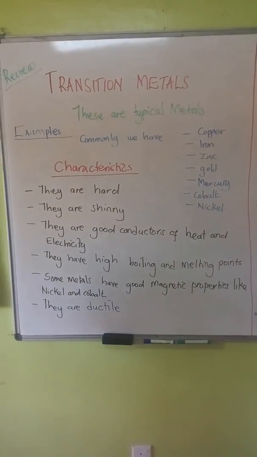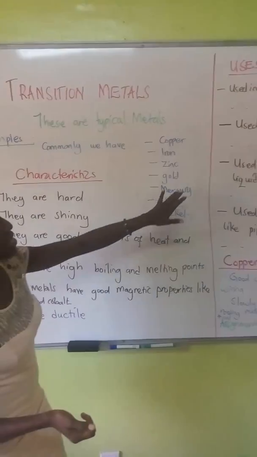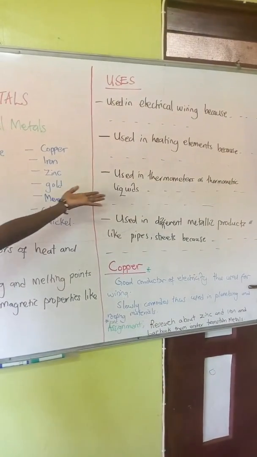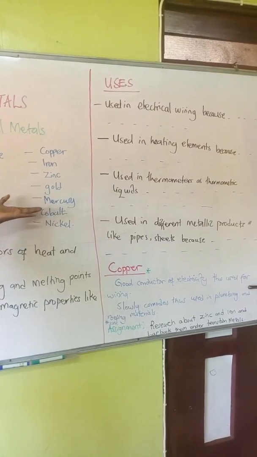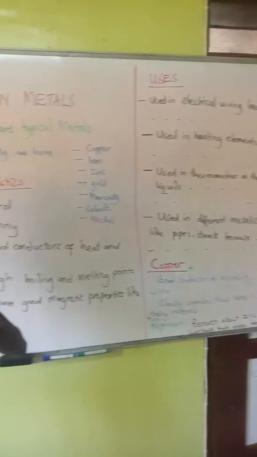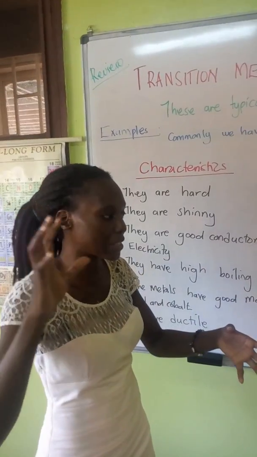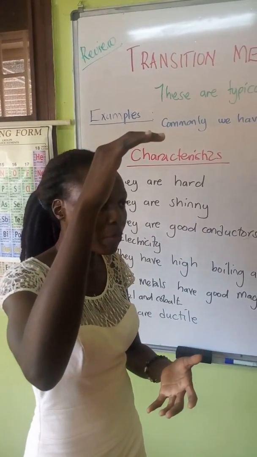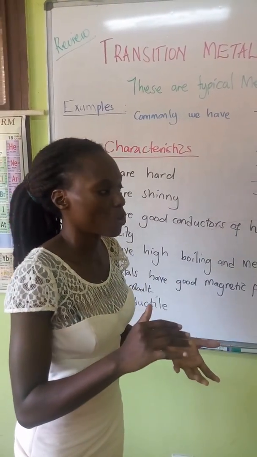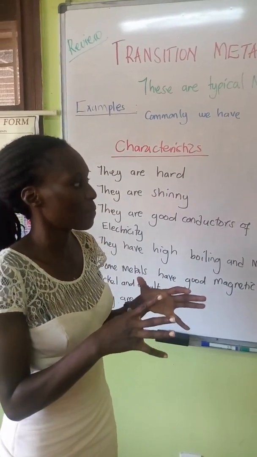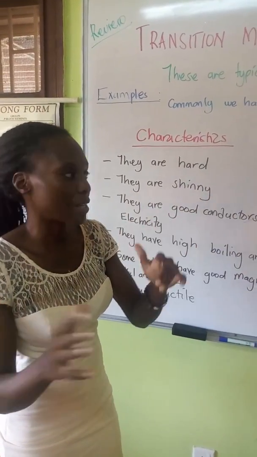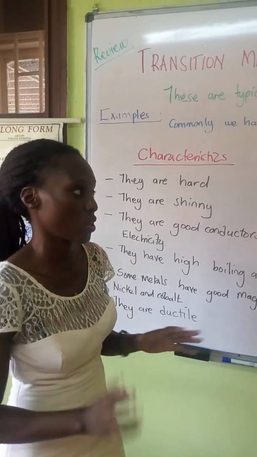And then number 3, they are used in thermometers as thermometric liquids. The best example here is mercury. We have it in liquid form being used in the normal thermometers. Not the digital thermometers, but these normal thermometers where we have a liquid that goes up when the temperature is high and the liquid that goes down when the temperature is low. Like you've seen them. If you've not seen them, you can research about liquid thermometers, then they'll show you. The liquid there is usually mercury, which is a transition metal.